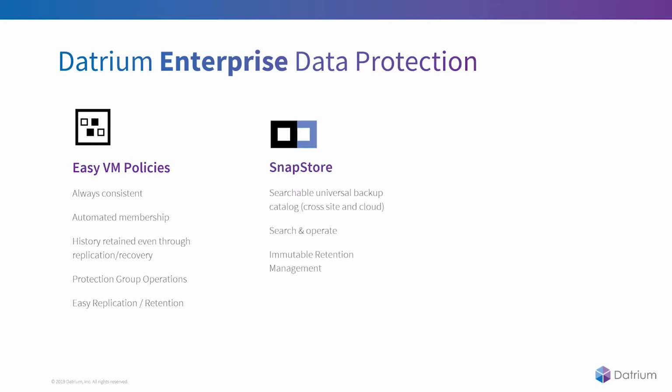The second piece is of course the Snap Store. So having a place to back up all my data that's going to be secure, but it also needs to be searchable, right? So it needs to be somewhere where I can look through one site and I can see all of my backups at all of my sites, so that I can go through and I can actually recover from any point in time.